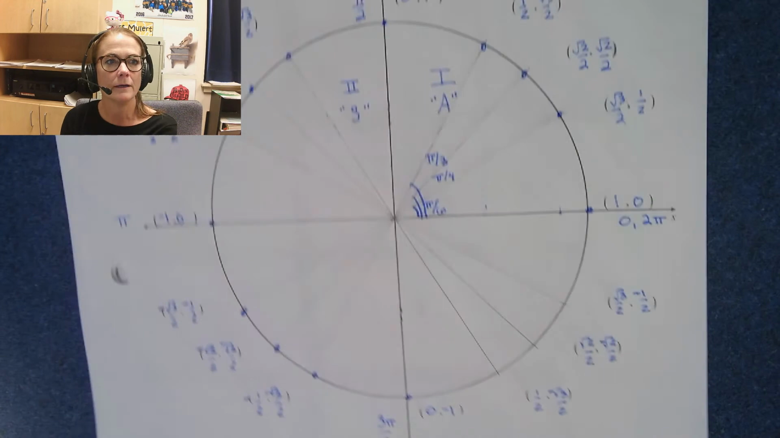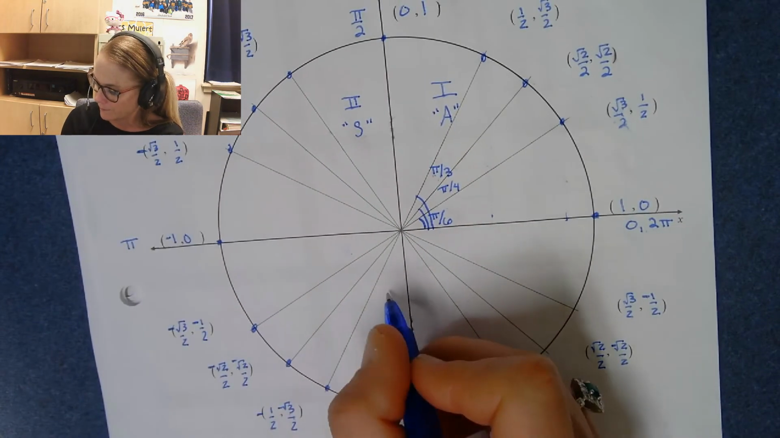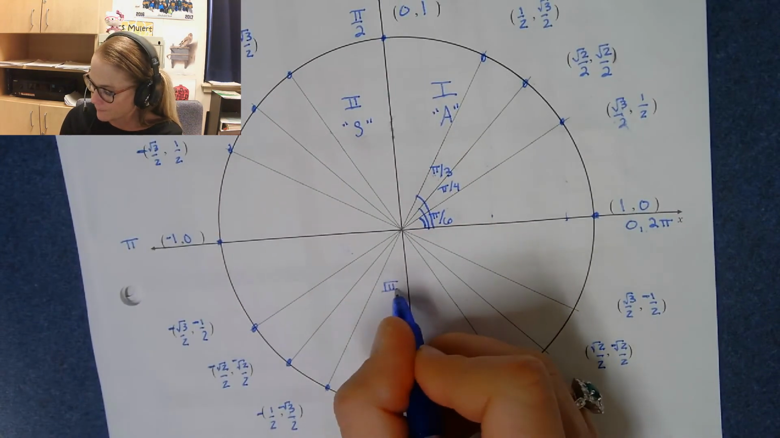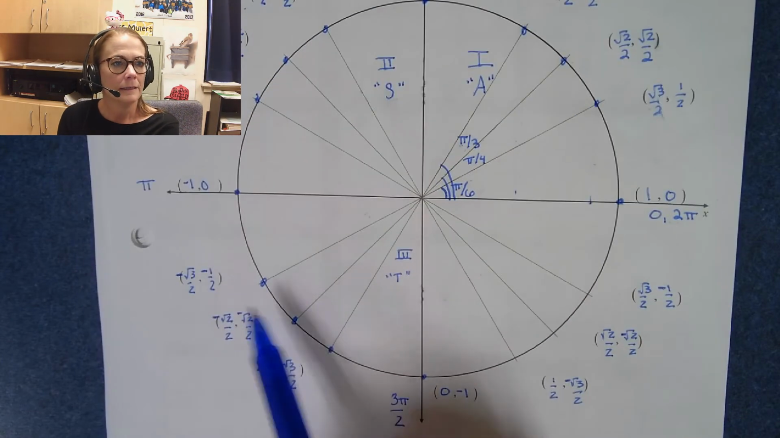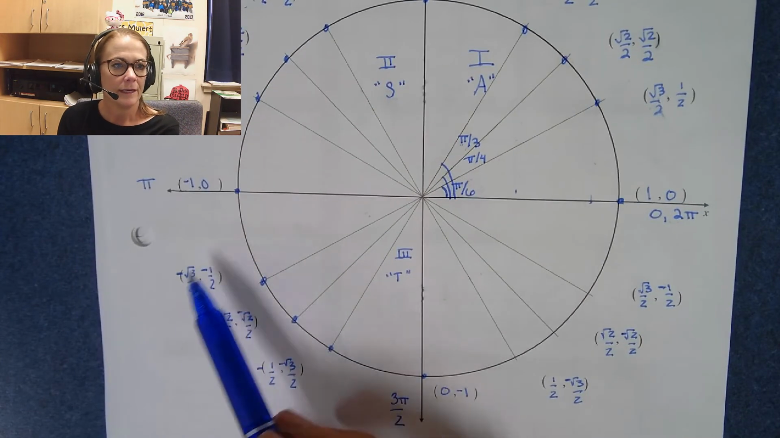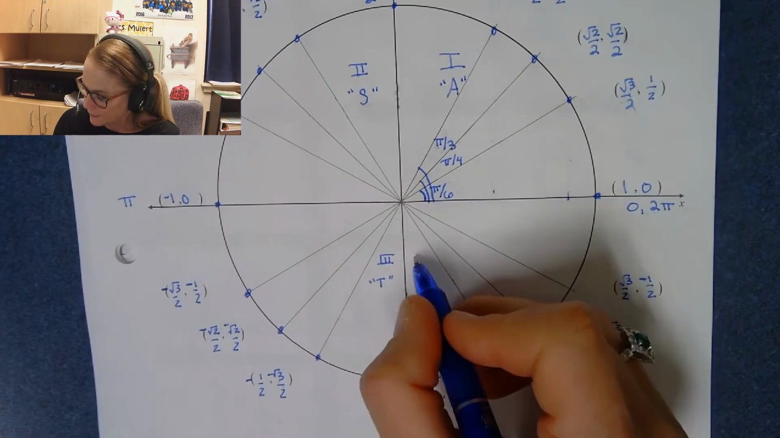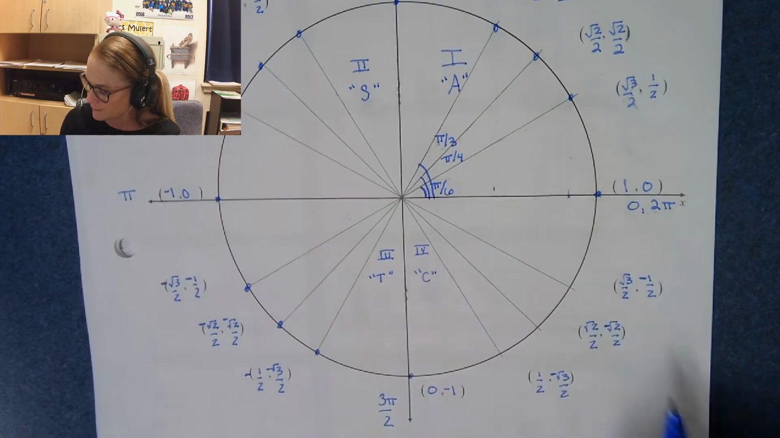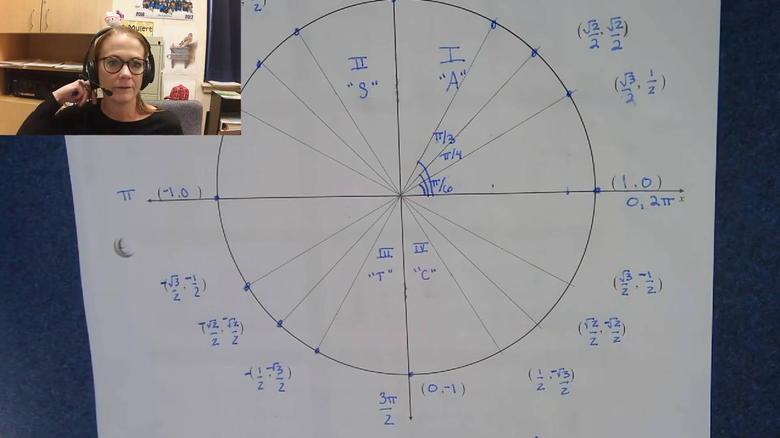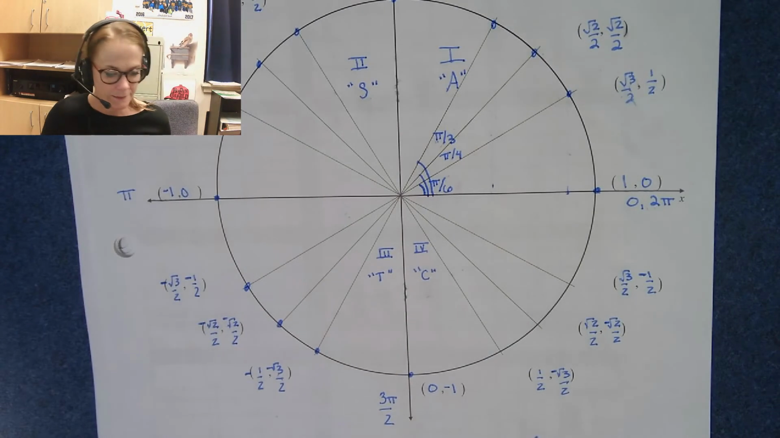Okay, so all students in quadrant 3. Tangent's positive, all students take. That's the ratio, so a negative over a negative is a positive. And then here, calculus for cosine. Cosine's positive, the x value. All right, so there you go. There is your unit circle, you guys.